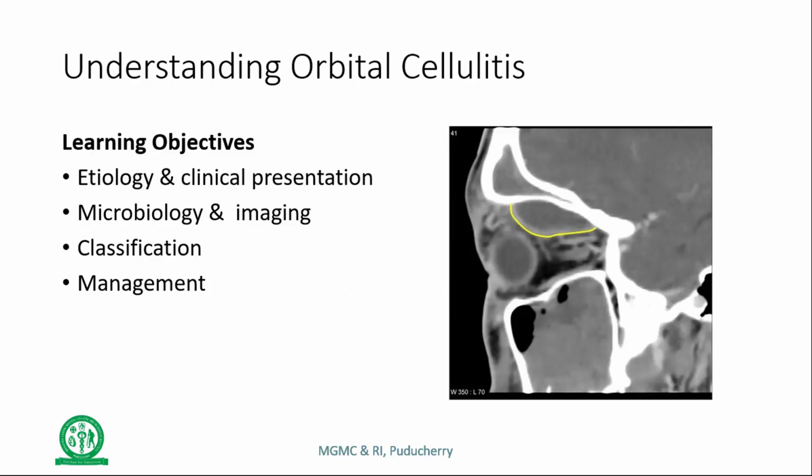Of all the orbital diseases, inflammation, that is thyroid, is the most important. Out of all the inflammations, the infectious causes contribute around 20%. But still, though rare, we are discussing orbital cellulitis because it is a potentially vision-threatening and life-threatening disease.